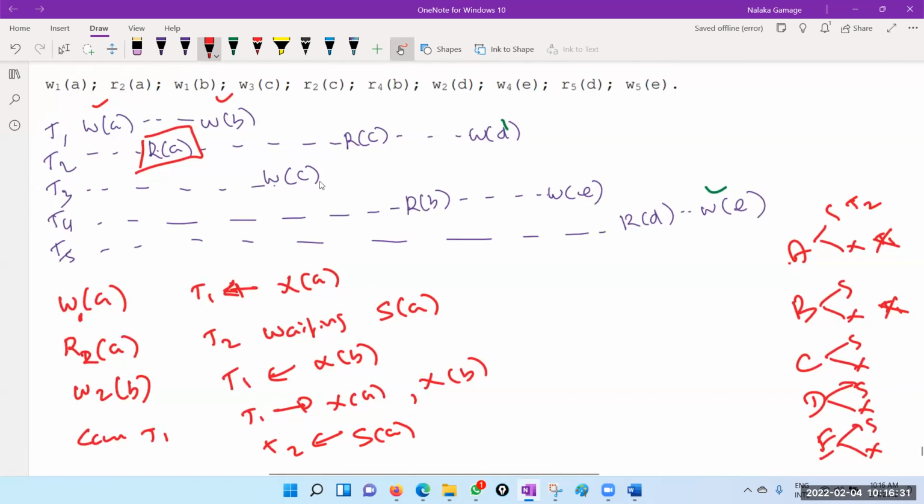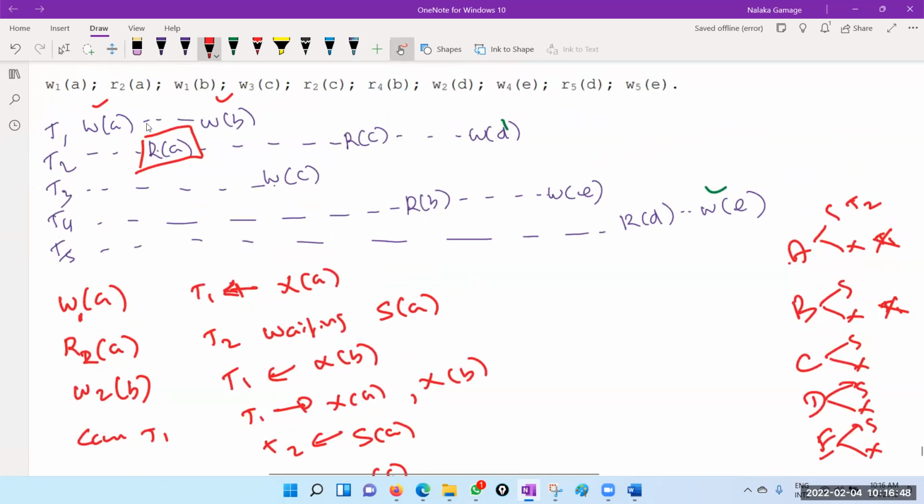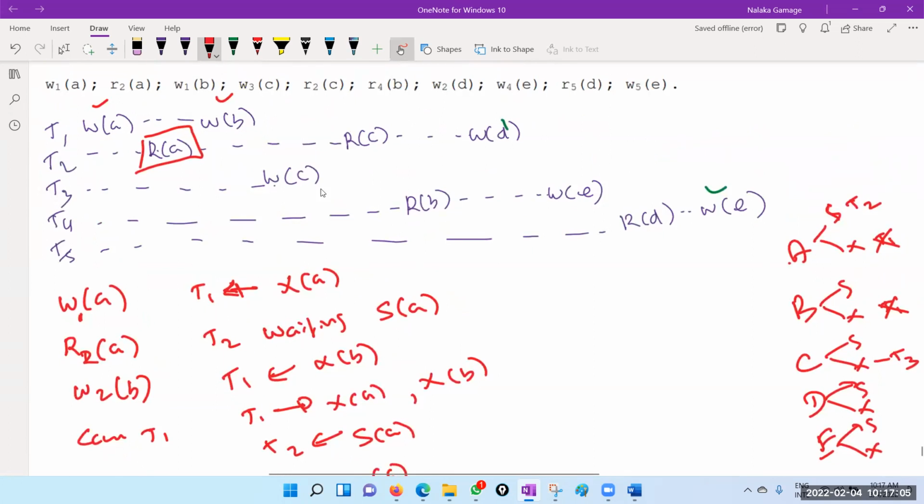Now transaction 3 needs exclusive C. It's going to do the write C. Write C means transaction 3 needs exclusive C. Of course, C has not been used by anyone so far, this is the first time. Therefore, transaction 3 gets exclusive C. Okay, now let's proceed. So this is done.